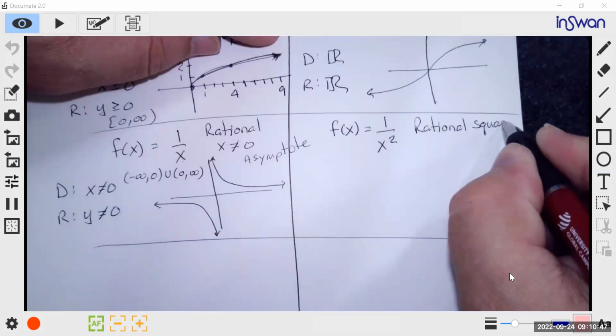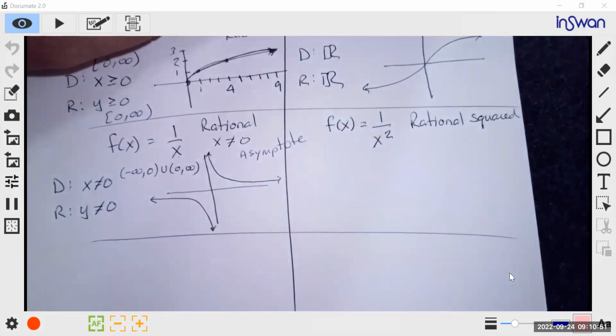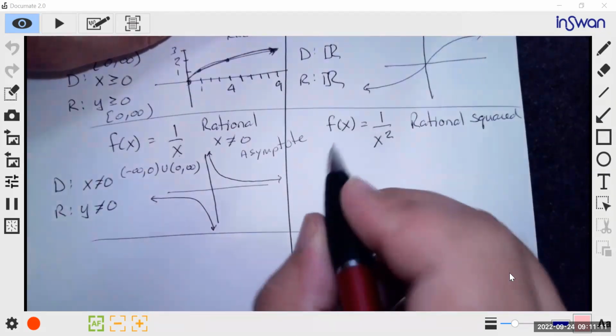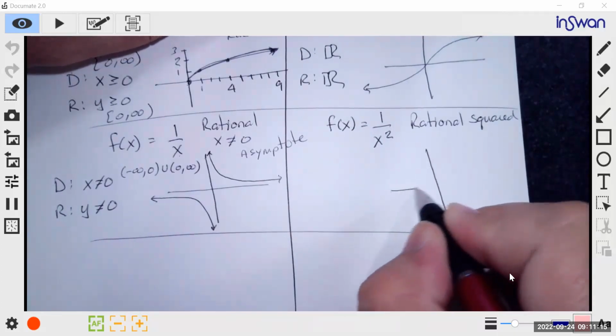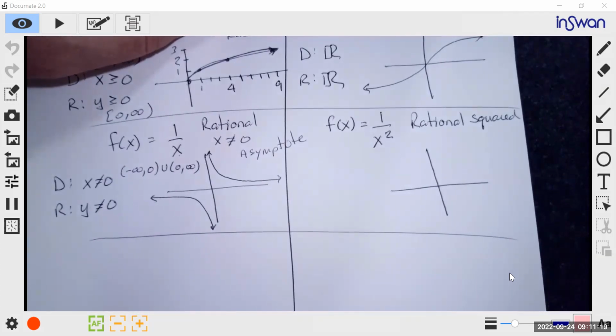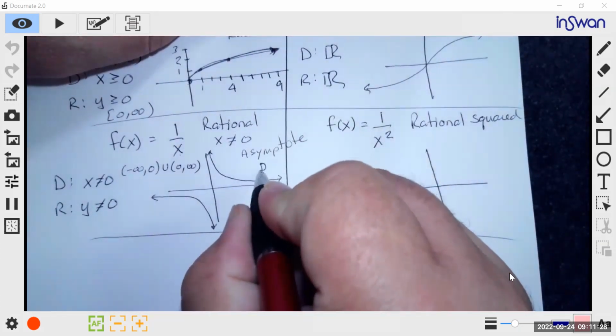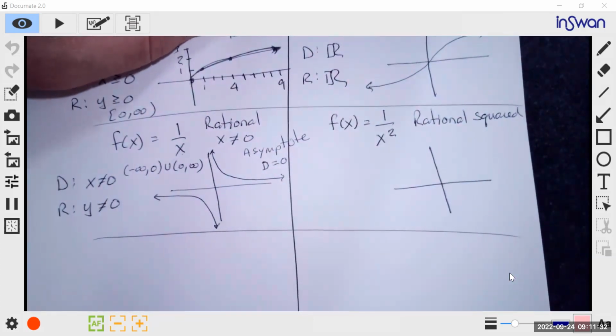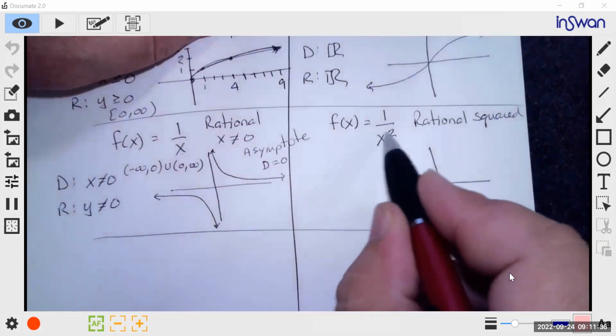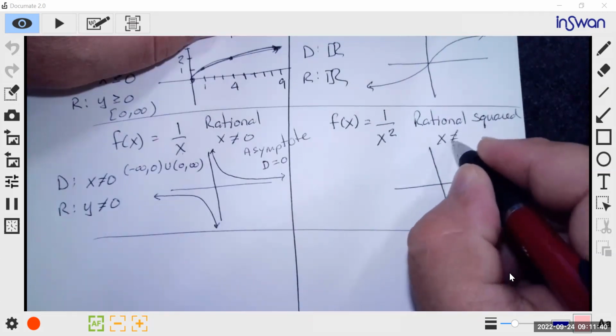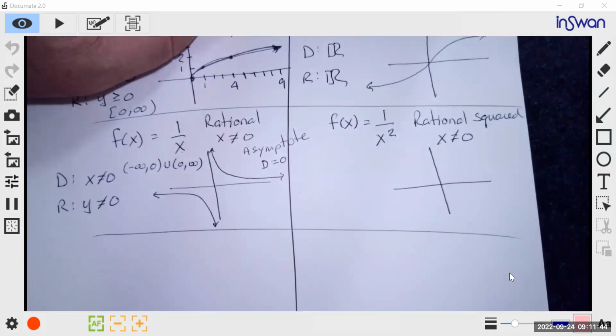Rational squared. So what can you tell me about this graph by looking at the equation? Do we have any asymptotes? Remember, the asymptote is what are the x values that make the bottom number equal 0? So if x is 0, the bottom is 0, you can't have that. So x cannot equal 0. That's your asymptote, your vertical asymptote.